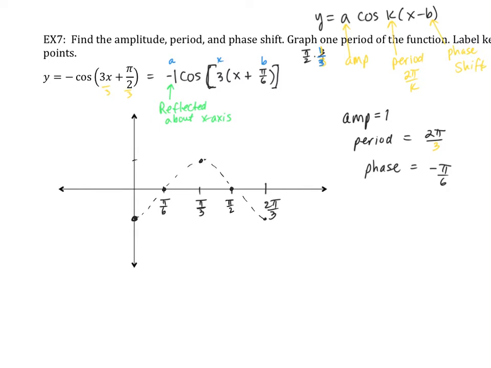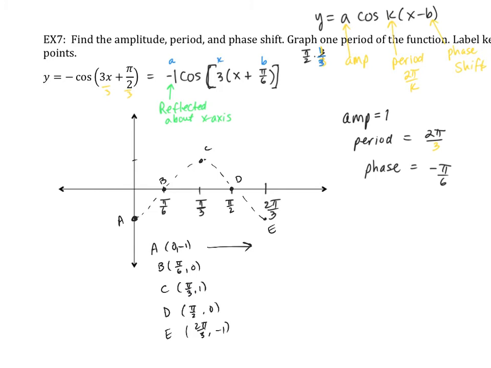All right, nice. And then I can think about these key points, D and E. Okay, so those key points, before we dealt with a phase shift, we would have A at 0, -1. B is at pi over 6, 0. C is at pi over 3, 1. D is at pi over 2, 0. And then E is at 2 pi over 3, -1. And then we'll just use our phase shift.